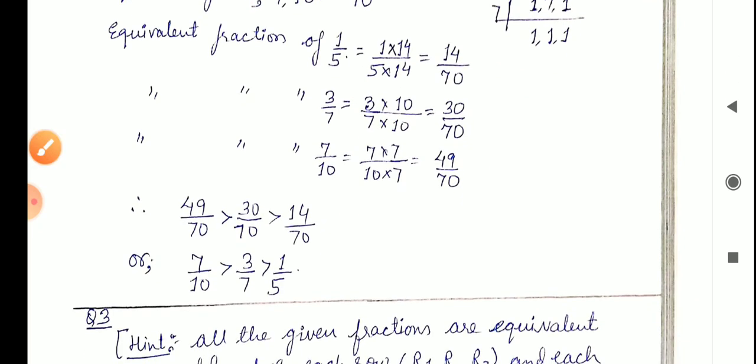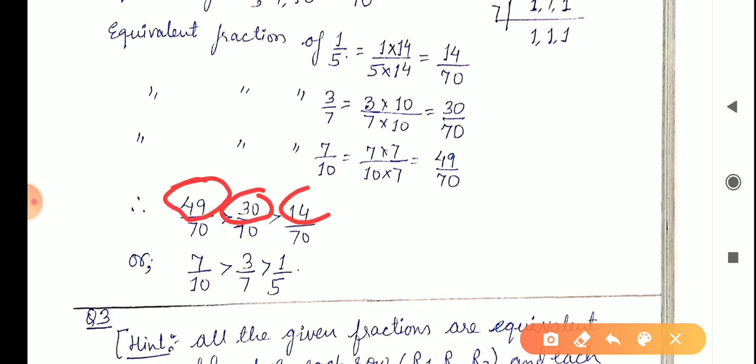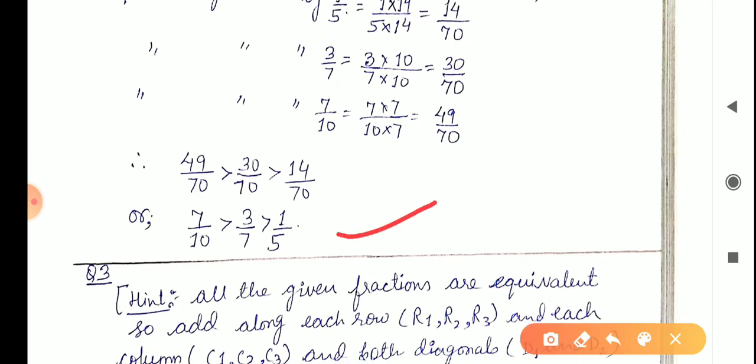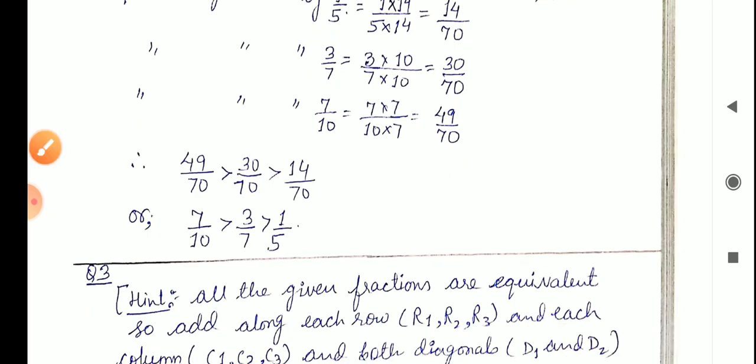So arrange them in descending order. 49 is the greatest, then 30, then 14. Then write the original form of the question, that is 7 by 10 is greater than 3 by 7 is greater than 1 by 5.